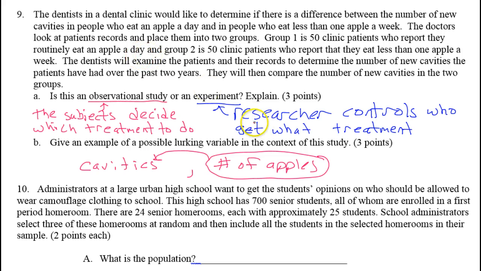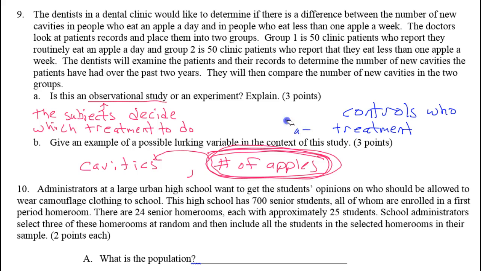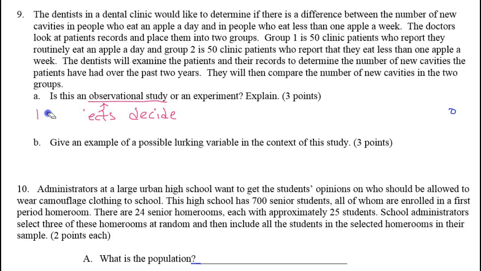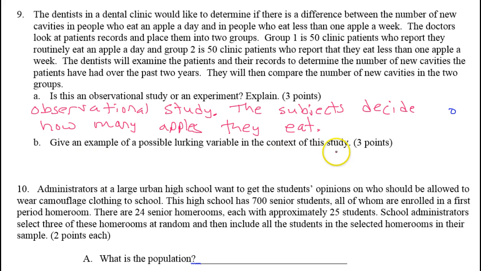So the patients themselves decided how many apples they were going to eat. So the patients themselves decided the treatment that they were going to have. The doctor just recorded which category they fell into. Didn't make them eat any apples, and didn't deprive them of any apples. So this is not going to be an experiment. This is going to be an observational study because the researcher did not decide who gets what treatment.